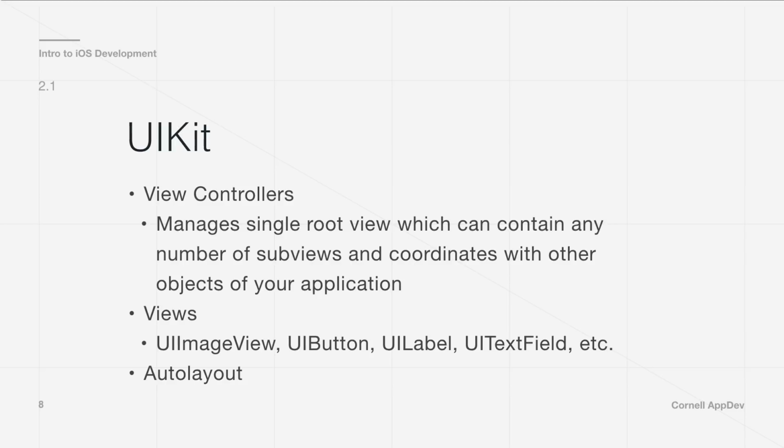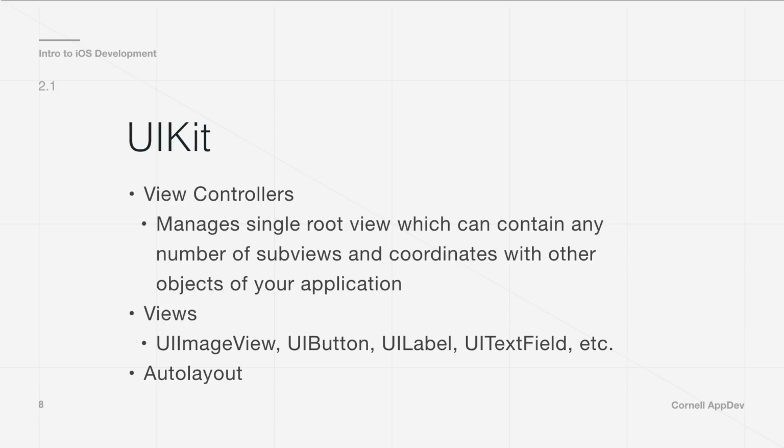But for today's lecture, we're going to be focusing on the first half of that definition. The other aspect are views themselves. Some examples are UIImageView, UIButton, UILabel, and UITextField. They all do exactly what they sound like. A UIImageView displays an image, UIButton is a button, label is a label, text field is a text field. And there are a ton more. You can always just find them if you Google Apple UIView.